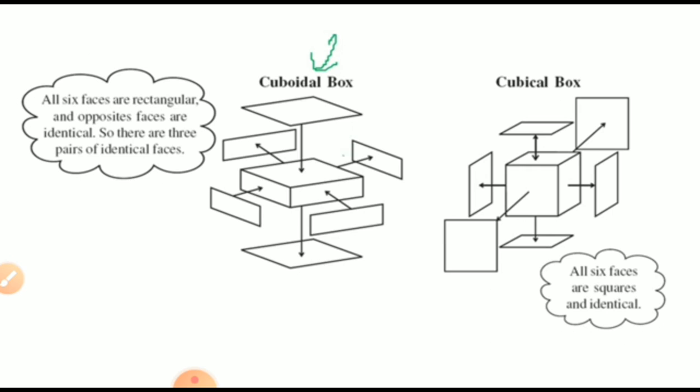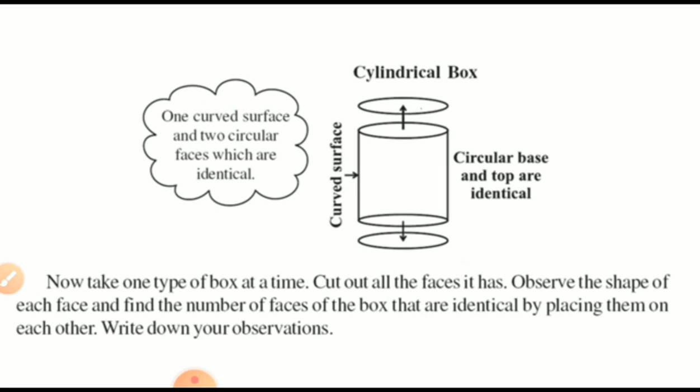Now, cuboid parts. When you open any cuboid box and see, how many parts does it have? It has 6 sides, 6 faces. All 6 faces are rectangular and opposite faces are identical. So there are 3 pairs of identical faces. In the same way a cubical box also has 6 faces, all square and identical. This is the cube. Look here at the cylinder. A cylinder has 2 circular bases, the top identical to the bottom, and then the curved surface.